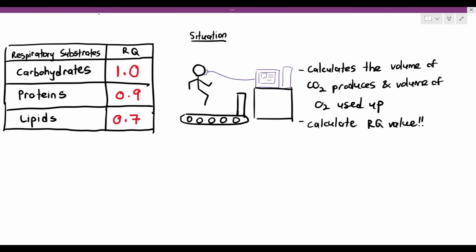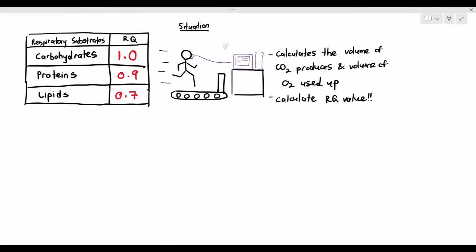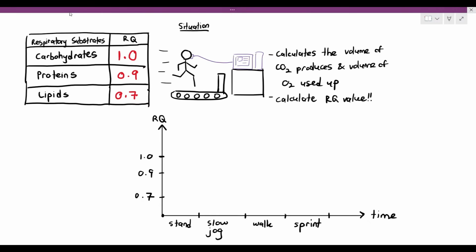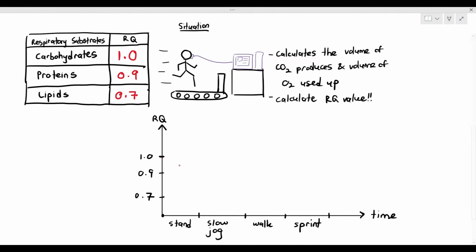And based on certain activities, a graph of RQ over time was plotted. So, for example, in this case over here, the person was asked to do 4 types of activity: stand on the treadmill, slow jog on the treadmill, walk on the treadmill, and sprint on the treadmill, and the machine would calculate the person's RQ value in this case. And let's look at the changes of the RQ value.